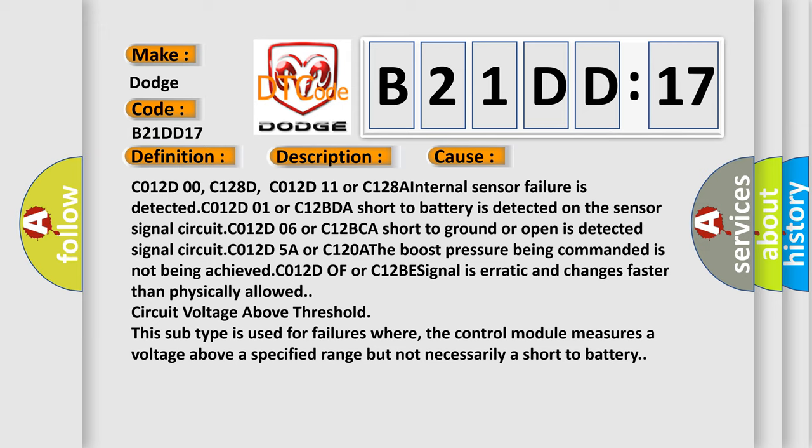C012D5A or C120A. The boost pressure being commanded is not being achieved. C012D of or C12BE. Signal is erratic and changes faster than physically allowed. Circuit voltage above threshold. This subtype is used for failures where the control module measures a voltage above a specified range but not necessarily a short to battery.